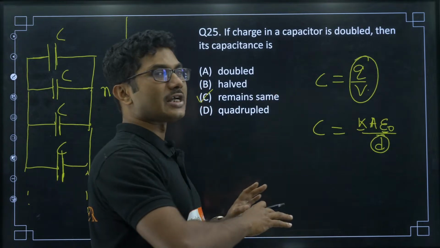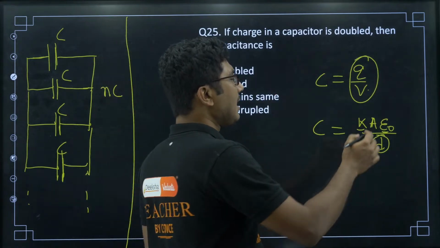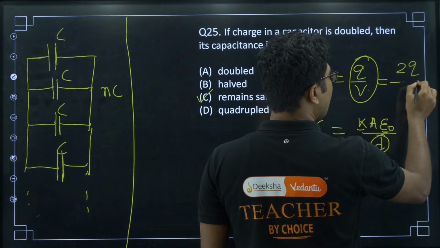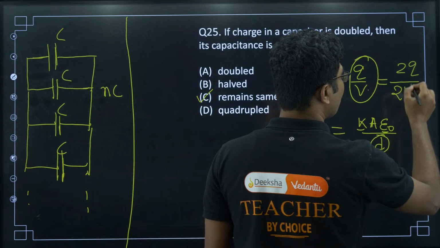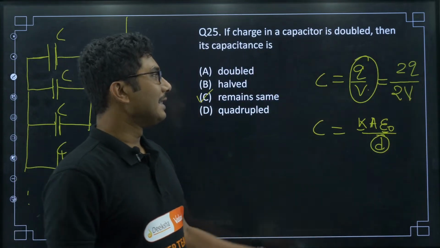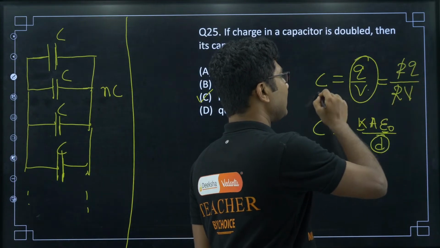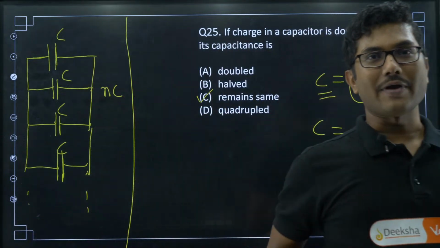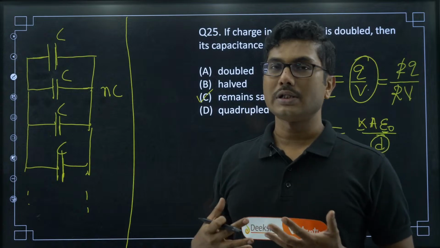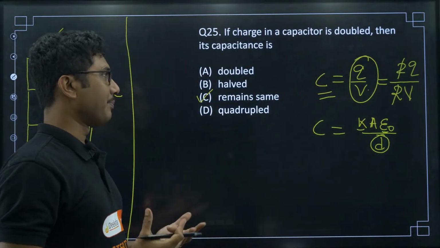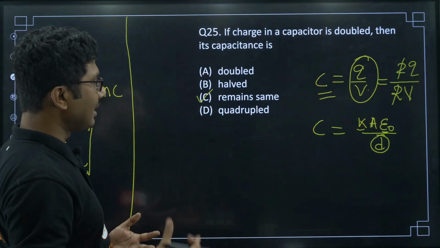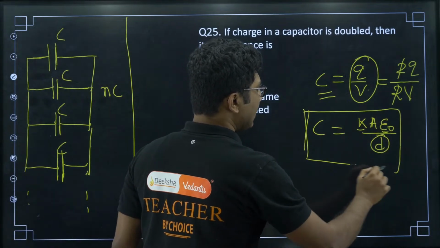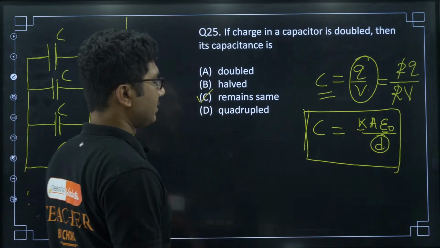If you increase the charge, suppose you increase the charge to 2Q, then the voltage will also become 2V. So, they cancel each other and the capacitance remains the same. The voltage will adjust itself accordingly, so that the capacitance remains the same. Okay, that is the linked relationship. The only way you can change the capacitance is by changing one of these 3 factors.